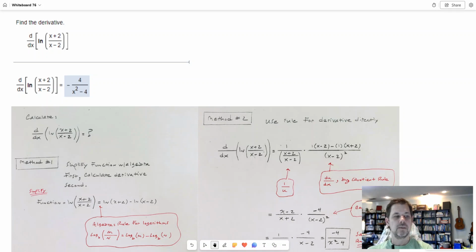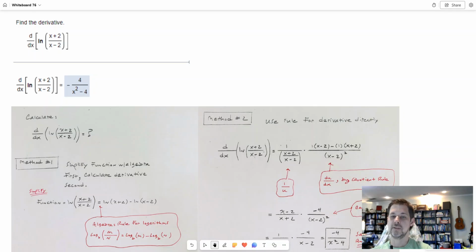Greetings, everybody. I think it's time that we start talking about derivatives of logarithmic functions. I think this is a good example to do because I can show you how to solve it in a way that would cover a lot of different scenarios that you might see for logarithms.